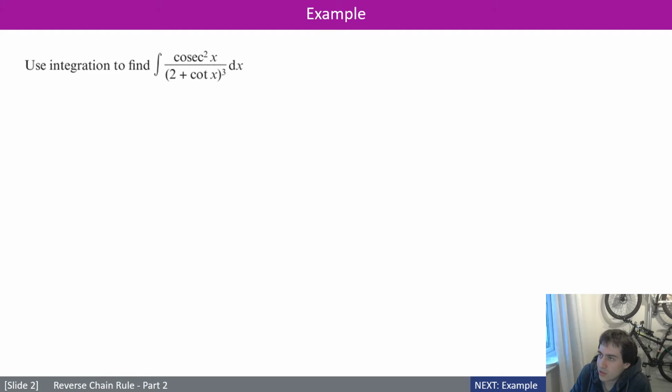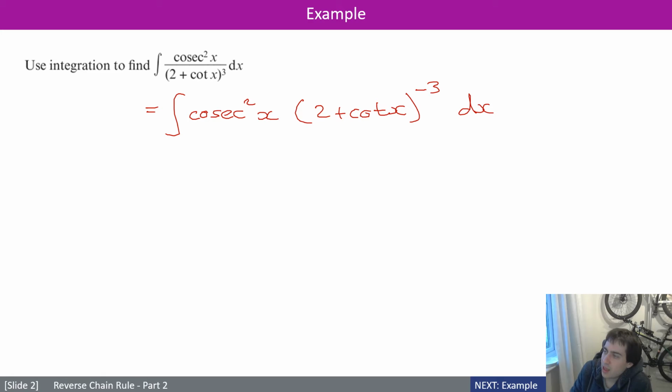Instead, notice that we can rewrite this as follows. This is cosec squared x times 2 plus cot x to the power of minus 3. And if we have in the back of our minds the derivative of cot x is minus cosec squared x, let's make a note of that, then we should be able to find the derivative of this thing.